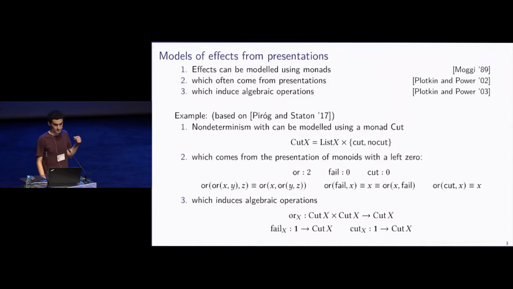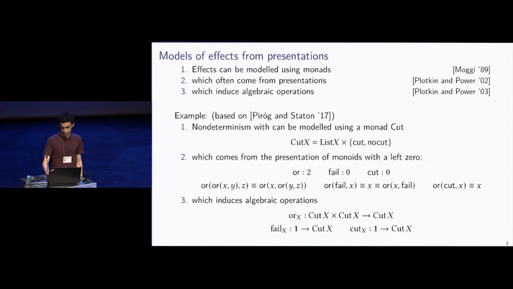But then the nice thing is, from the presentation, in addition to getting this monad in a canonical way, we also get algebraic operations, which are the things we would actually use to interpret OR and fail and cut. These are just families of functions, so OR will just take 2 computations and merge them together in some way by looking at the tags and maybe concatenating some lists.